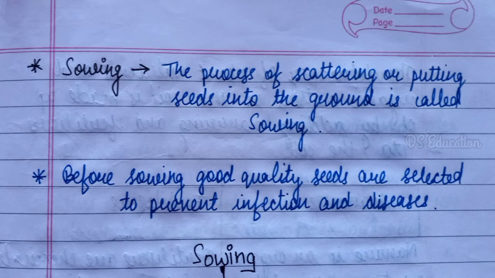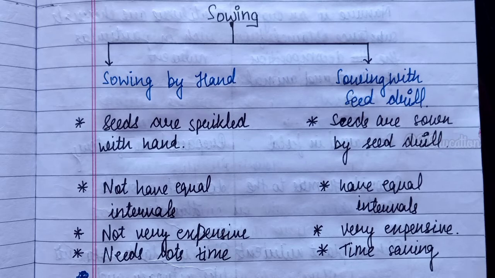The process of scattering or putting seeds into the ground is called sowing. Before sowing, good quality seeds are selected to prevent infection and diseases. Now there are two different methods of sowing. First, sowing by hand and second, sowing with a seed drill. When we sow by hand, we sprinkle seeds with hand. And when we sow with a seed drill, seeds are sown by the seed drill itself.